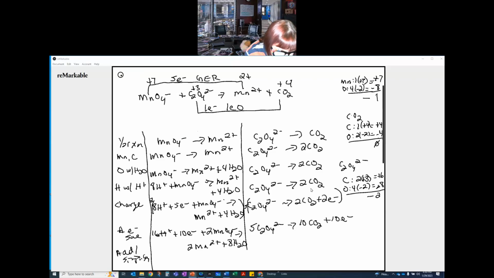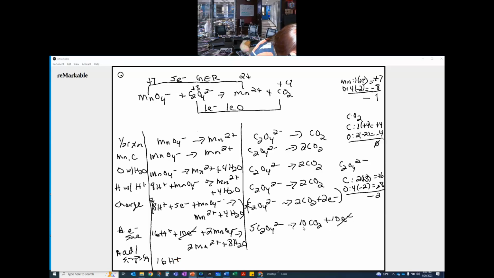When I look at these two half reactions, I can see that there's 10 electrons as products here, 10 electrons as reactants there. So they're common. We cancel that. That's exactly what should happen. The electrons should disappear. I don't have any H plus in this half reaction. I don't have any H2O in this half reaction. So there's nothing else that I can cancel. So now I'm just going to be adding them together.